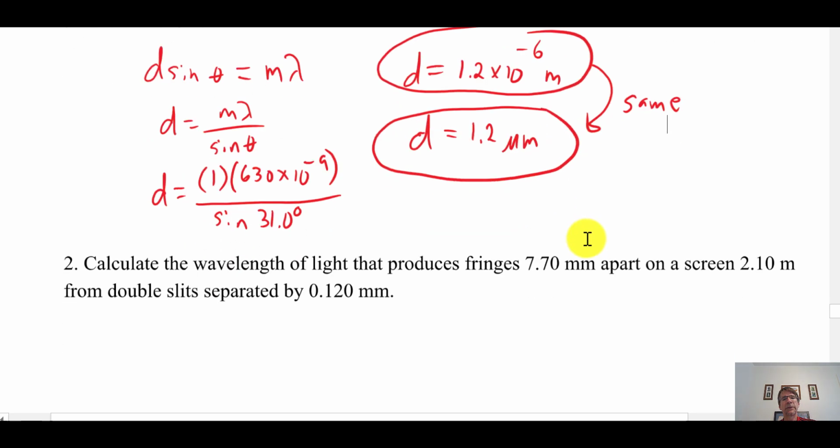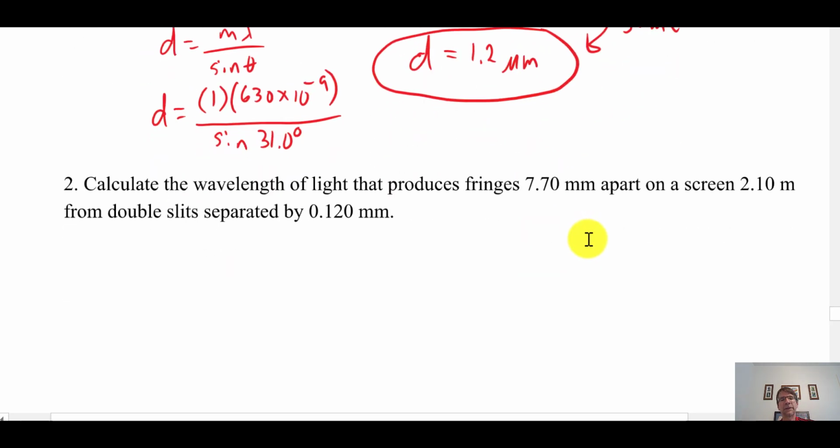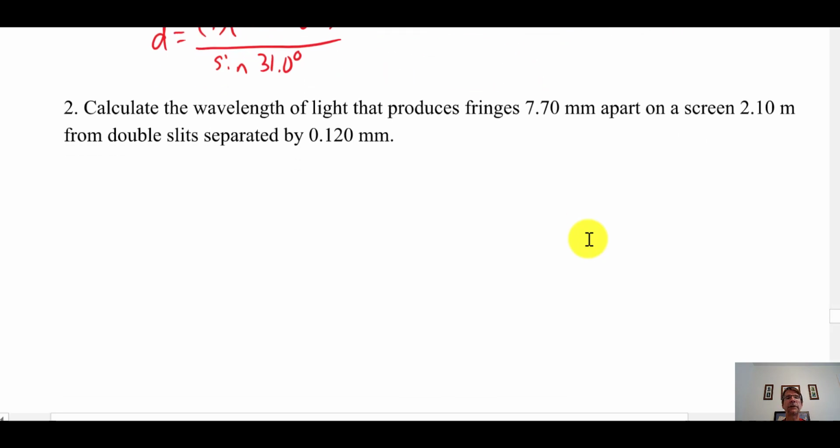Okay, so you can see the equations look kind of intimidating, but they're really not that bad. Calculate the wavelength of light that produces fringes 7.70 millimeters apart on a screen that's 2.10 meters from the double slits. And the double slits are separated by 0.12 millimeters. So I can use that second equation now. The fringes are that far apart. That's how far apart it could be from the central max to the first order, or from the first order to the second order. They're equally spaced. So x, good enough, we can use this equation.